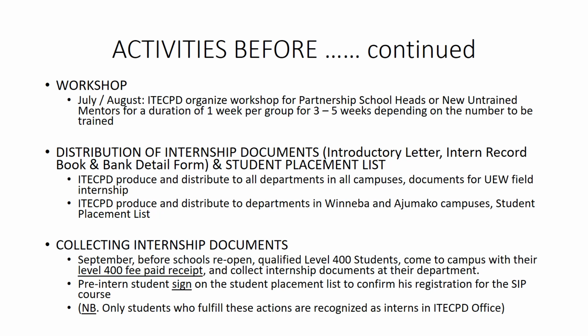Distribution of internship documents. What are internship documents? Internship documents are the introductory letter, the intern record book, and the bank details form. An introductory letter is the letter that the university uses to introduce to the heads of the schools a truly qualified level 400 student placed in his or her school for practical training. And this letter is signed by the registrar of the University of Education, Winneba.